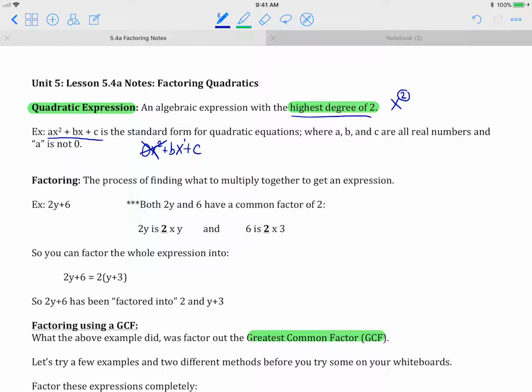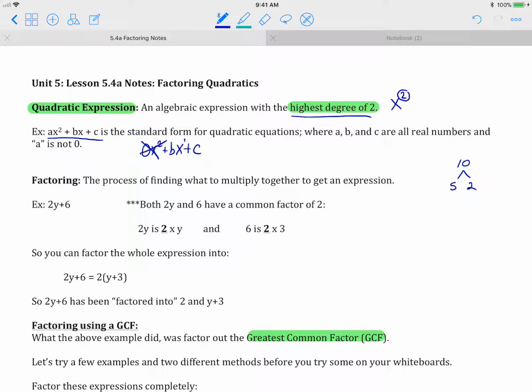These notes will mainly focus on factoring these quadratic expressions. And factoring is just the process of finding what to multiply together to get an expression. Back to the basics of what you probably remember as factoring is, say you have the number 10. I can factor that into 5 times 2. Those are the factors of 10.